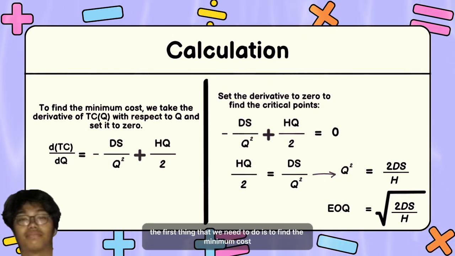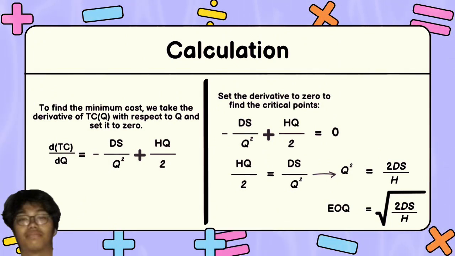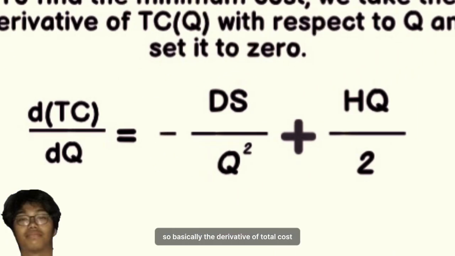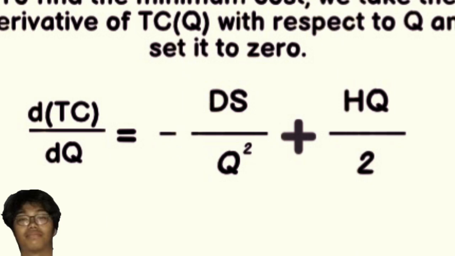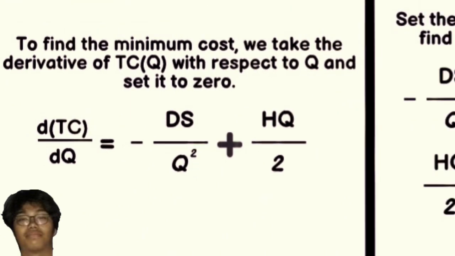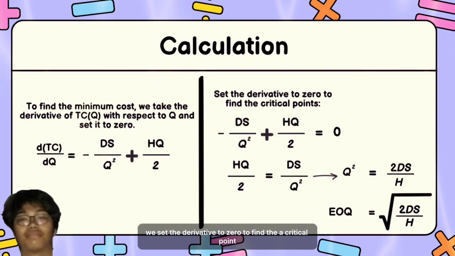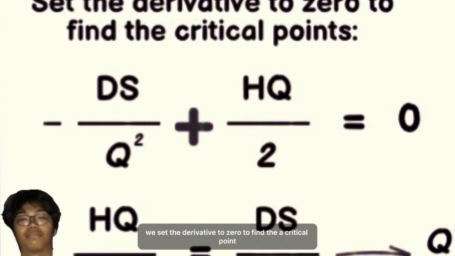The first thing that we need to do is to find the minimum cost. We take the derivative of TC(Q) with respect to Q and set it to 0. So basically, the derivative of total cost TC with respect to quantity Q equals negative DS divided by Q squared plus H/2. After we find the equation, we set the derivative to 0 to find the critical point.